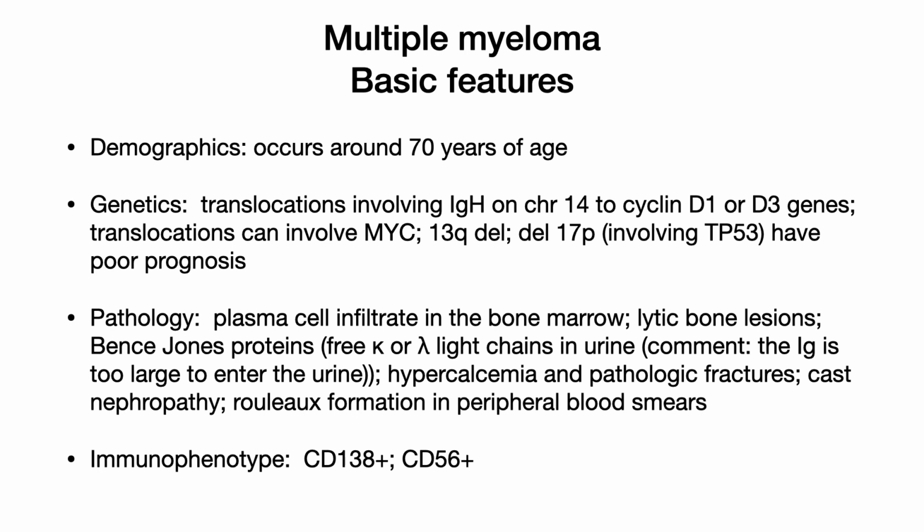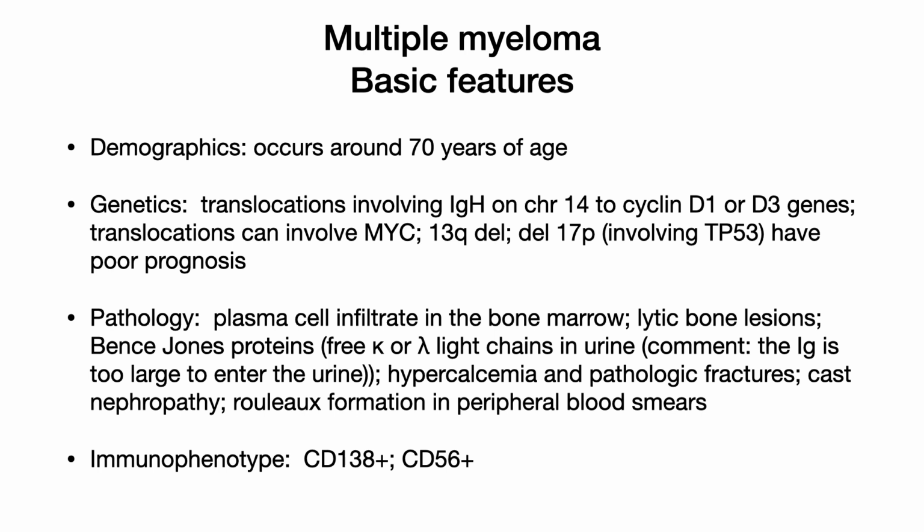One is immunoglobulin heavy chain on chromosome 14 to a cyclin D1 or cyclin D3 gene. Translocations can also involve MYC on 8, a 13q deletion, or a 17p deletion. Obviously, if it involves TP53, the 17p deletion has the poorest prognosis, a very poor prognosis. Pathologically, you'll see a plasma cell infiltrate in the bone marrow, or unless it's a plasmacytoma, then you'd see a mass.